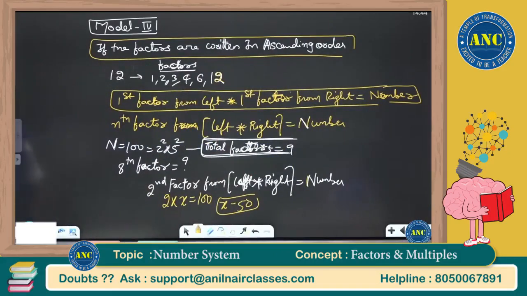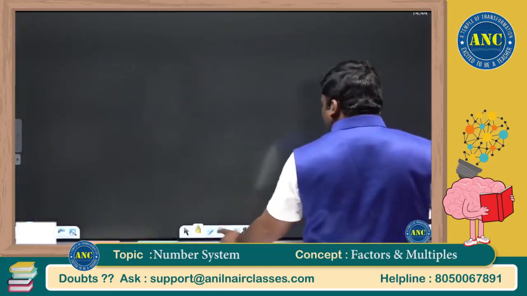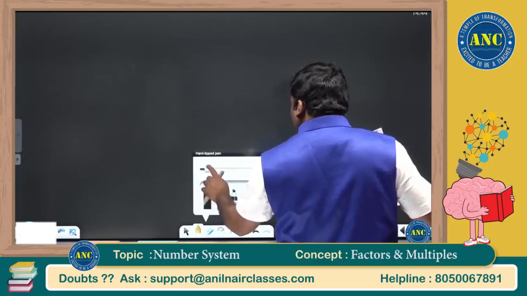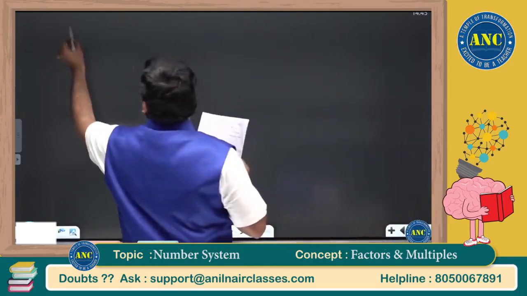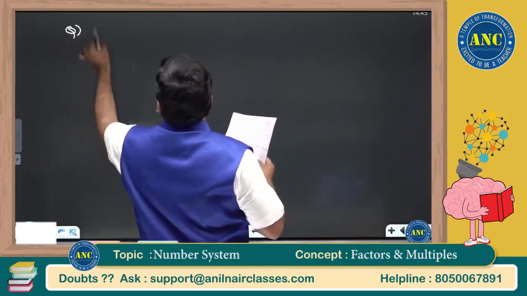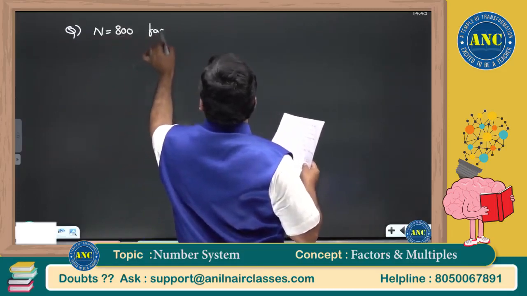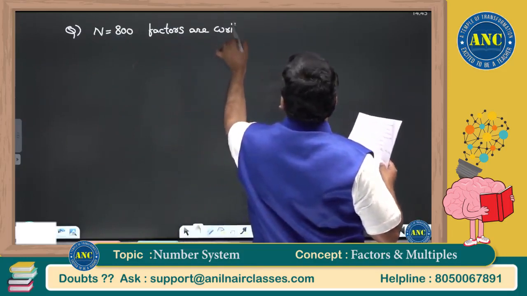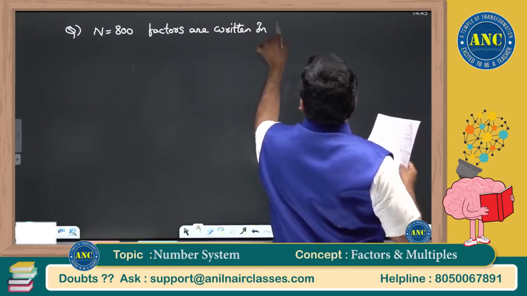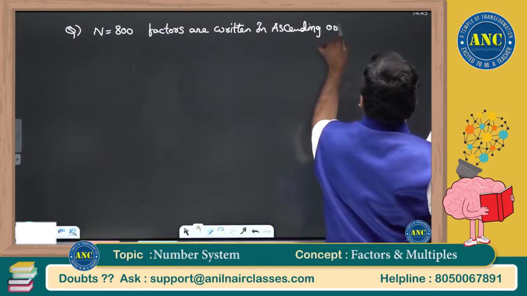Now see here. Let me take 3 questions which came in your examinations. First question, first one. Now see here, sir. 3 questions, one by one we'll write. Question is n equals 800. Factors are written in ascending order.